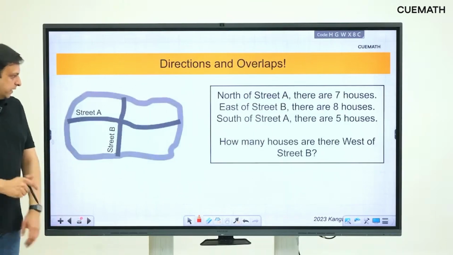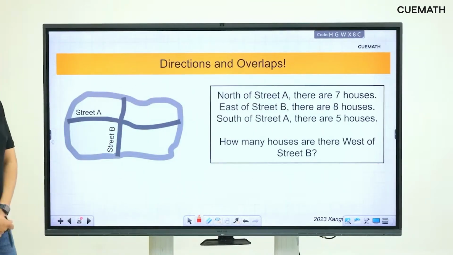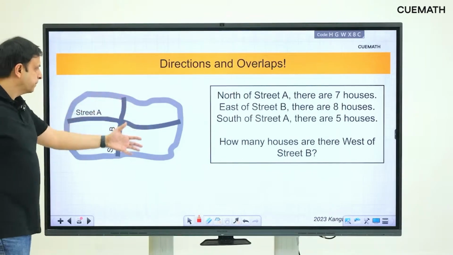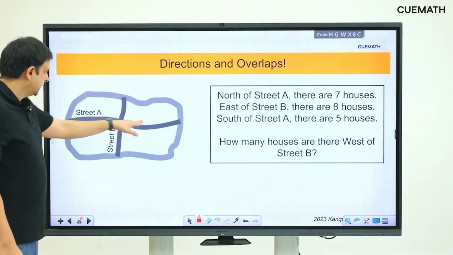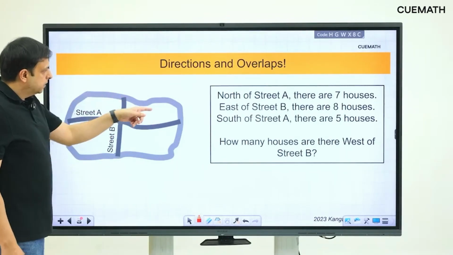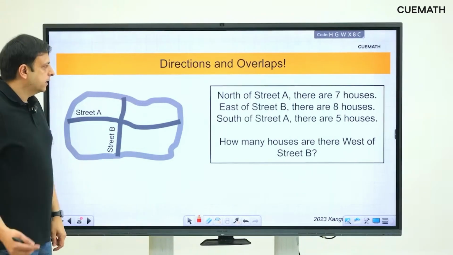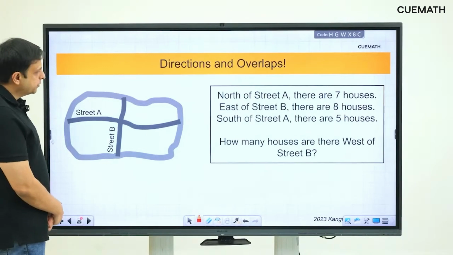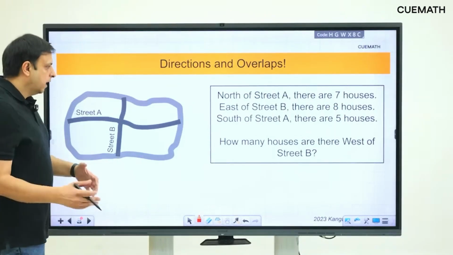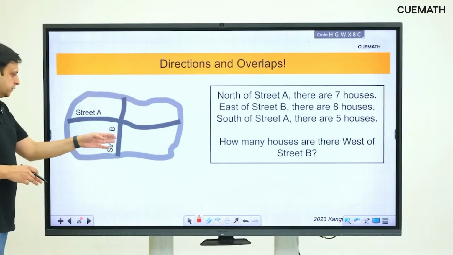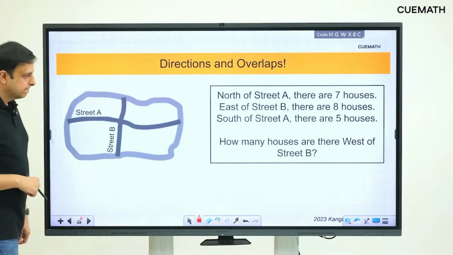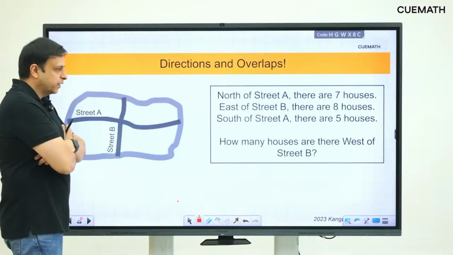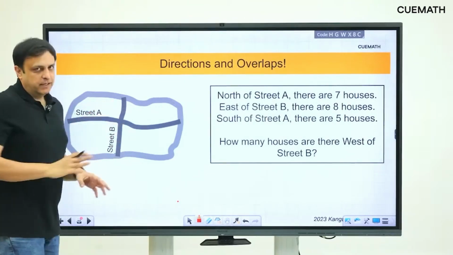All right, okay. Here's a very interesting one, a very different kind of question. So this is a map, and you have 2 streets, street A and street B. The question says, north of street A there are 7 houses, east of street B there are 8 houses, south of street A there are 5 houses. How many houses are there west of street B? West of street B. Once again, an actual Math Kangaroo question. The correct answer is 4. And why is that? Please follow me.